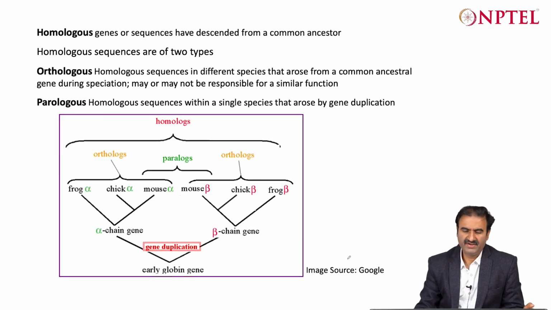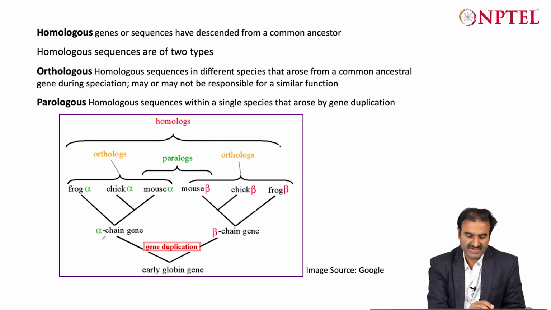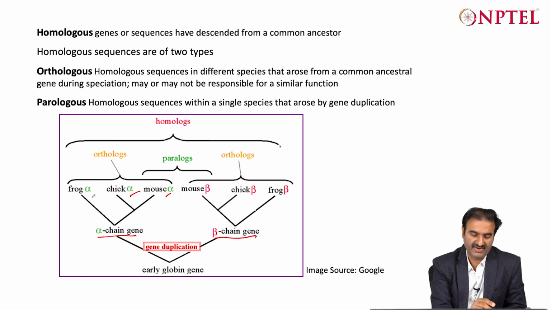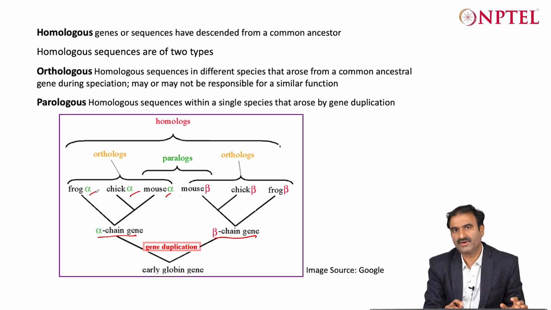It becomes clear from this example also. You can see there was an early globin gene that became, after gene duplication, alpha and beta chain genes. Now if you see three species, frog, chick and mouse, the alpha gene is present across all of them. You can see alpha, alpha, alpha present in all three. That means they are orthologous, commonly present in all these species, and also descended from a common origin.